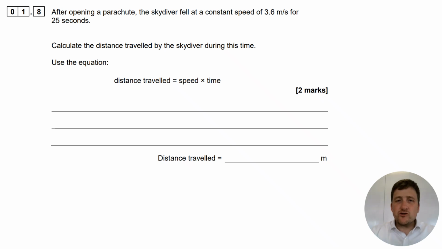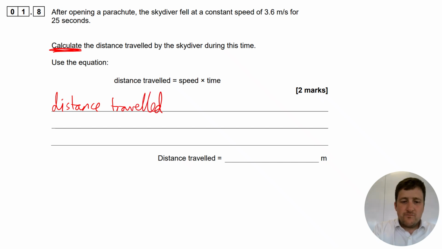After opening a parachute, the skydiver fell at a constant speed of 3.6. Now, calculate is important. It means we're going to use a calculator, and they've given us our equation. So how we write it is important. If you want to write distance traveled, that's not a problem at all. Okay, they've given you that, and that's acceptable. Some people might want to write s as distance.